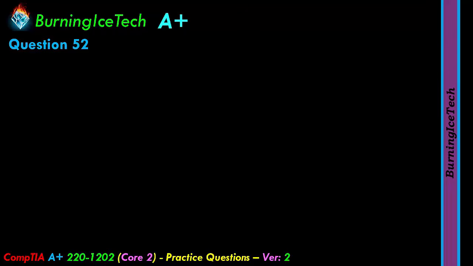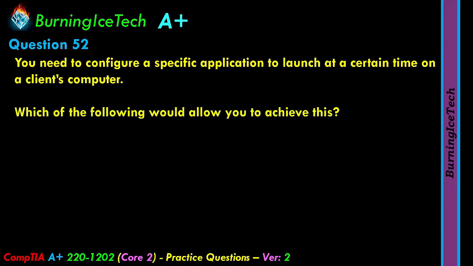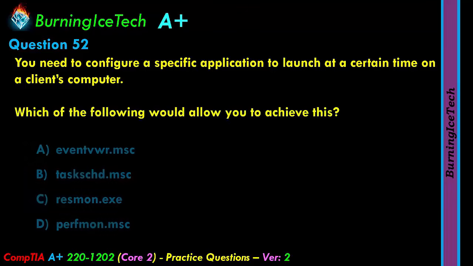Question 52. You need to configure a specific application to launch at a certain time on a client's computer. Which of the following would allow you to achieve this? Is it answer A? Now, I purposely wrote these things weird because that is something they will do in the exam. Instead of giving you the various tools as proper names, they will give you the codes that you would have to type to open them up. So this is normally what you'll type into Run or whatever to get these things to open up.